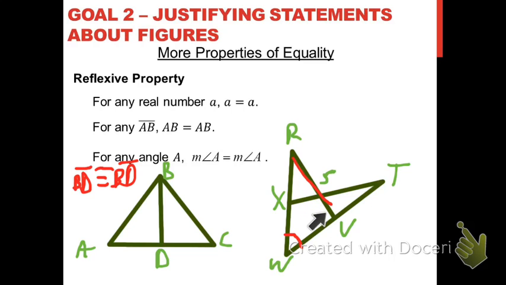Anyway, triangle RVW and triangle XTW both contain angle W, and so it's useful, in trying to show those triangles are congruent, to be able to say that angle W is congruent to angle W, which is essentially the same thing as saying that the measure of angle W equals the measure of angle W. That's the reflexive property in practice.